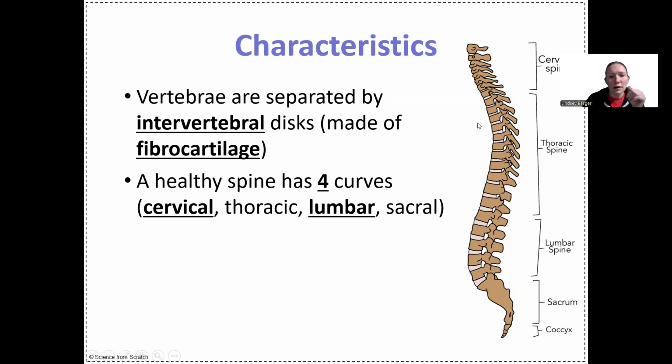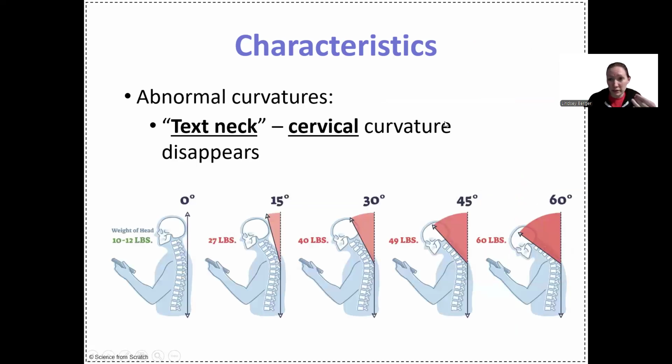Thank you. So a more recent issue we are seeing with inappropriate or bad curves of the spine is something that is appearing more and more in youth, your age, okay? And even if I didn't tell you this was called text neck, what is this person doing? They're staring at their phone. This is what I see when I look at my classroom sometimes.